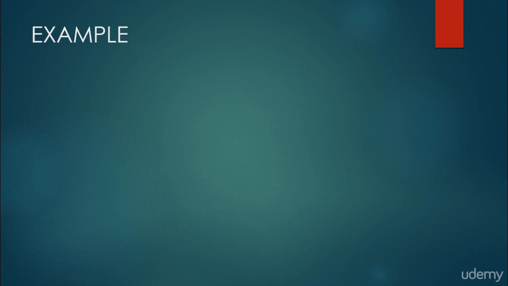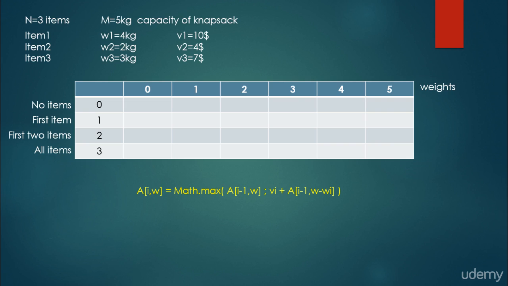Hi, so in this video we are going to see an example of the 0-1 knapsack problem. So let's get started. The typical situation is like this. We have the so-called knapsack table with the weights and the items.